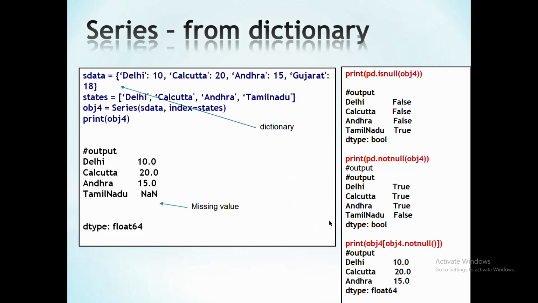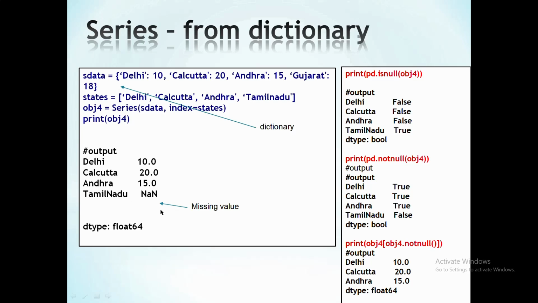Now I am converting it into a series, but with the state names as the index for this series. So now I created object 4 equal to series. Here it represents the data and here it represents the index. The first one is a dictionary and the second one is a list. Okay. So now when I print object 4, I am getting the output.